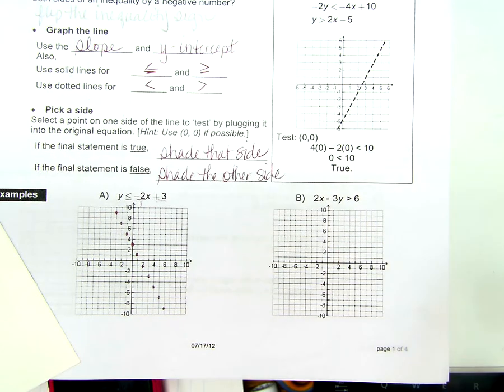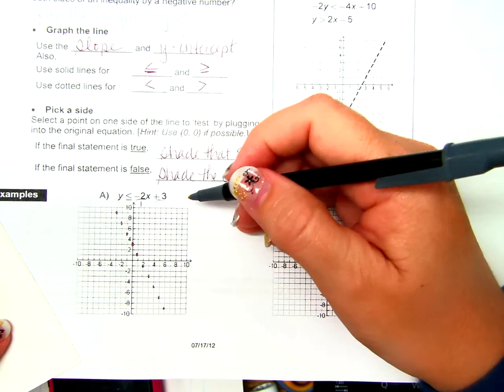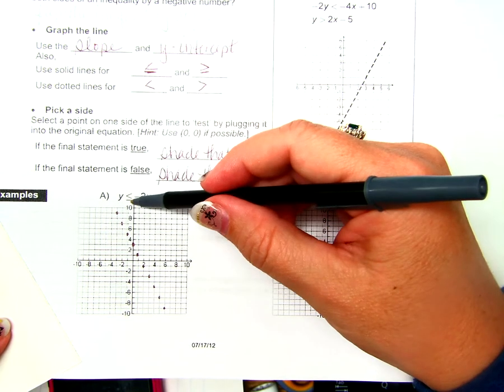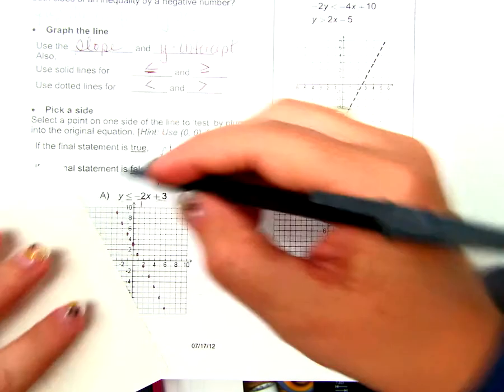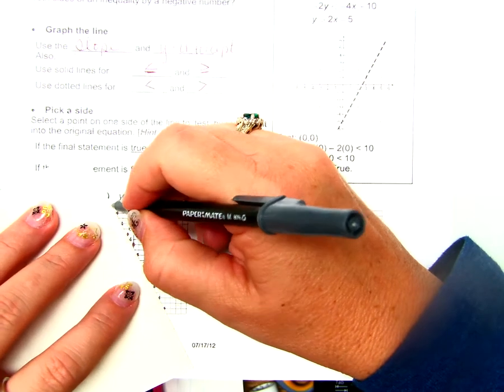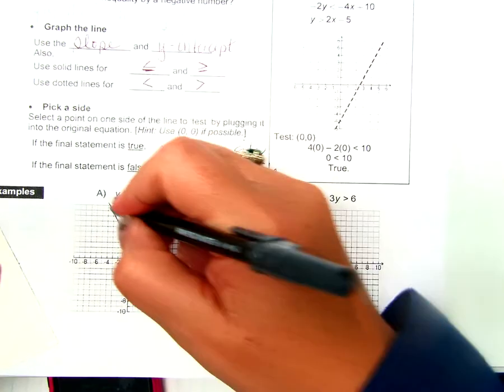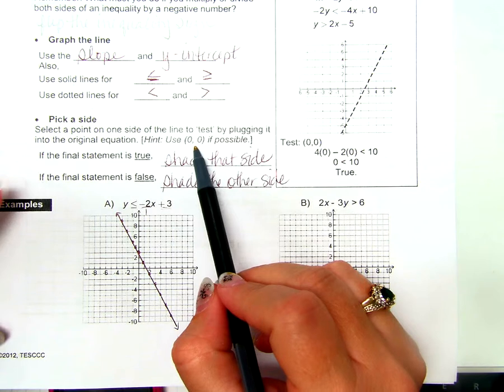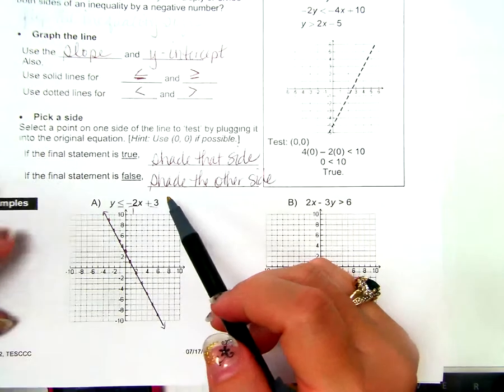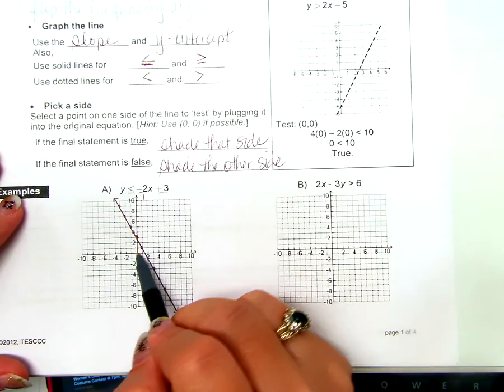What kind of a line is this? Solid line or dotted line? And you say solid, right? Because it is less than or equal to. And if it's less than or equal to, we choose a solid line. Choose a point. Which point do we want to choose? 0, 0. Does the line pass through 0, 0? So we can choose it, right?